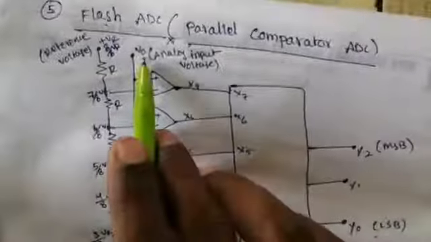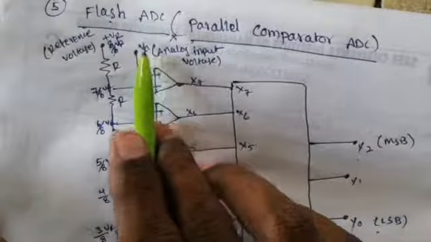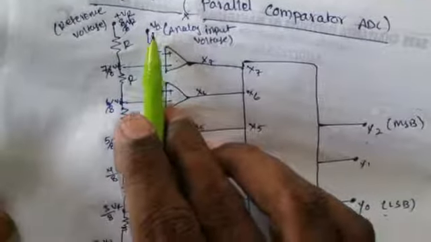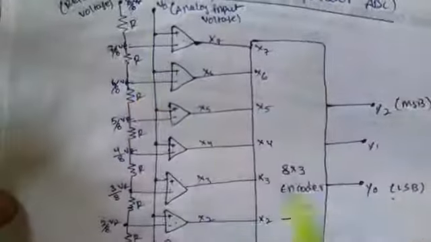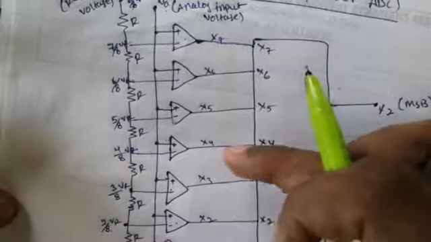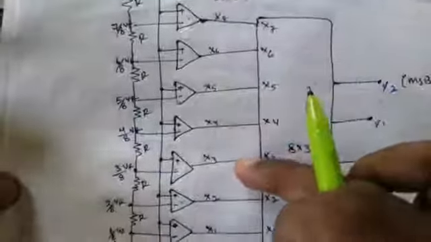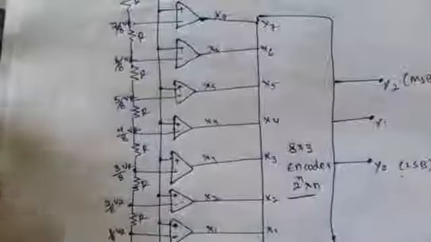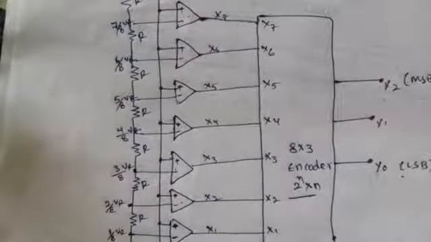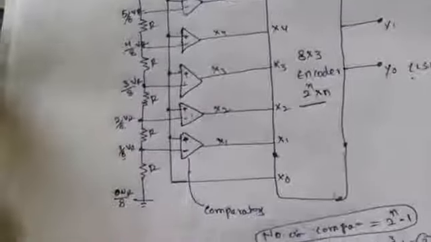We have to give the analog input voltage here. Whatever analog input voltage we give, based on that, the corresponding comparators will produce logic 1. Based on that, the encoder will produce the digital code at the output end. We will discuss that with respect to a table for different inputs.